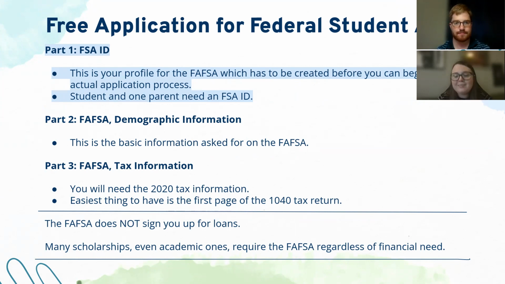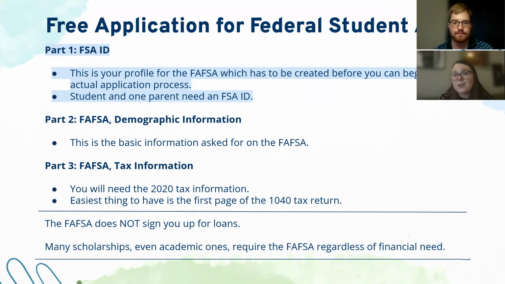So part 1, FSA ID. This is essentially your login information for your FAFSA. You have to create this beforehand because it is verified with the government that it actually is you. So make sure you're putting your correct information on here as this serves as your profile. This is what you're going to be using whenever you submit your FAFSA, when you log into it, pretty much throughout all steps of the financial aid process.